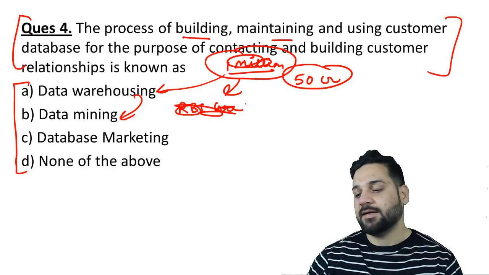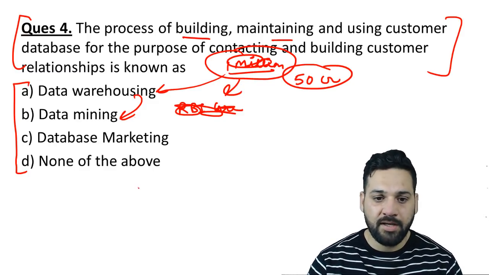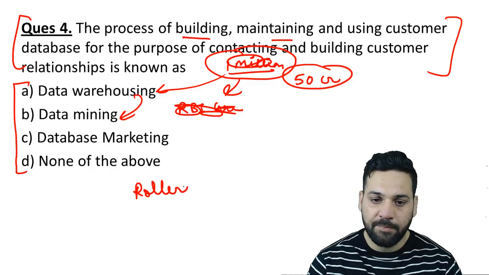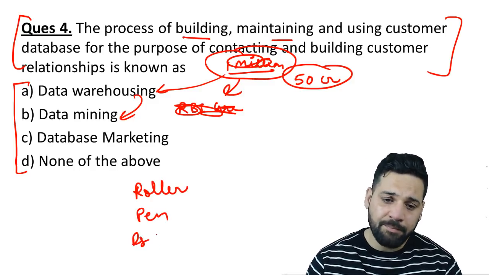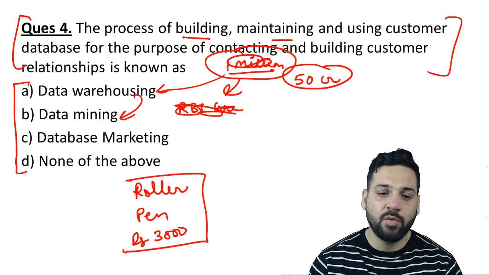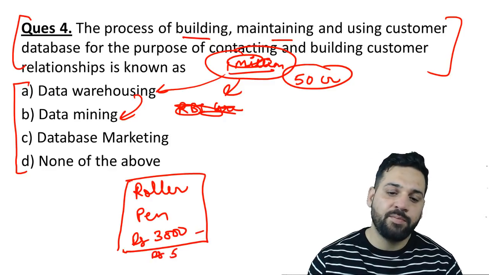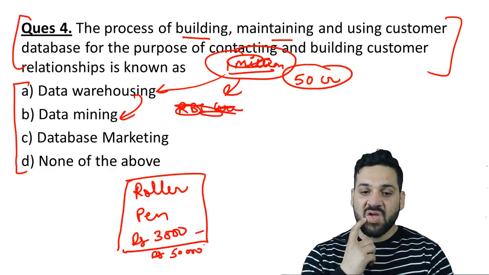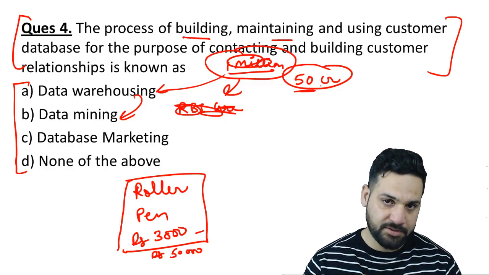And let's say, main luxury pens banata hun. Main ruler pen ki company hai meri, ruler pens. Mere ek pen ki cost jo hai, start hota hai from rupees 3000. The cost of my basic ruler pen is 3000, and I sell ruler pens from 3000 rupees to 50,000 rupees. How many of the people in this 50 crore can buy my ruler pens?